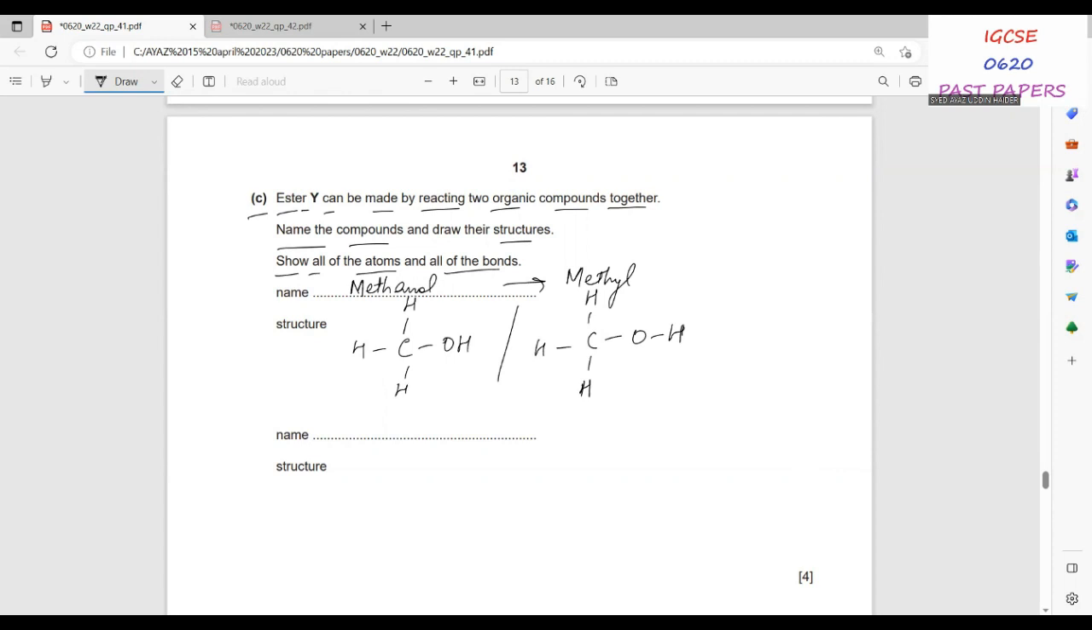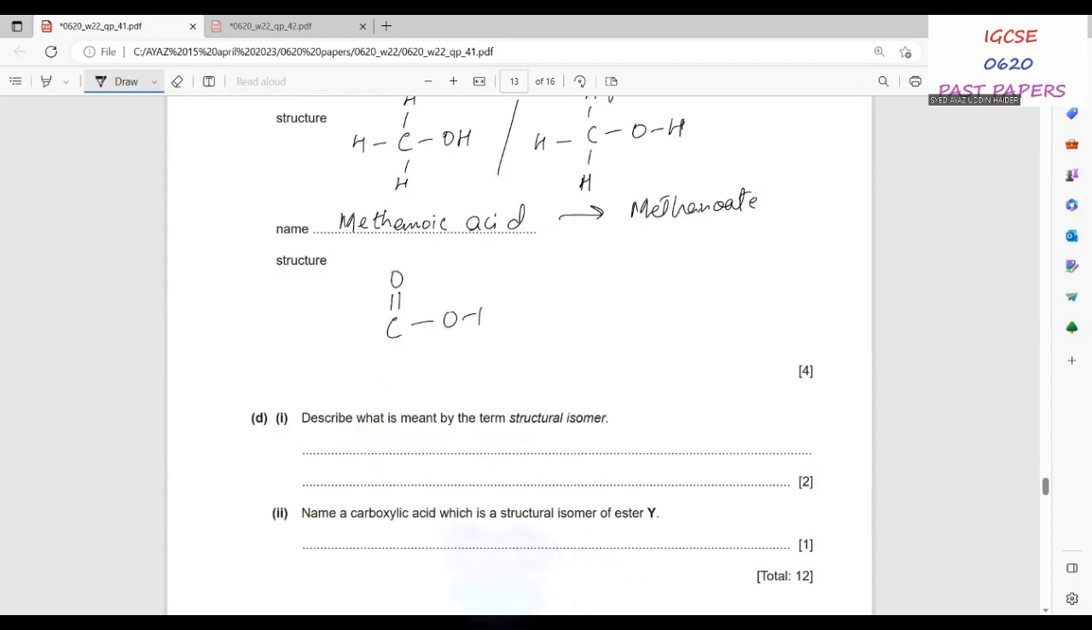The second will be the alkanoate group, which is methanoate, coming from methanoic acid. It's giving methanoate. So methanoate, again 1 carbon. This will be the final structure for methanoic acid.